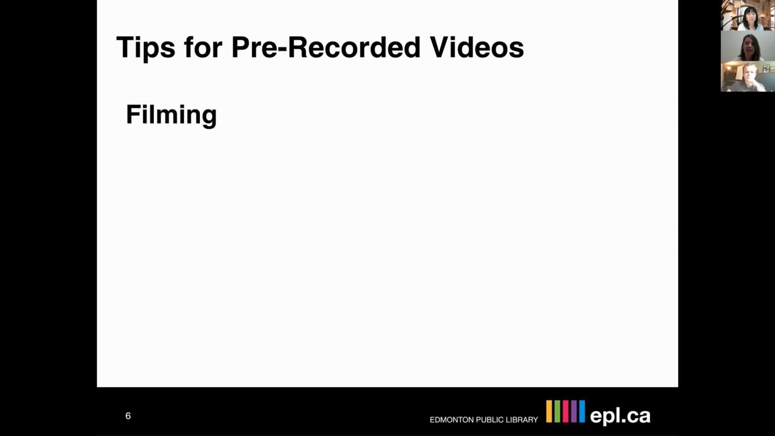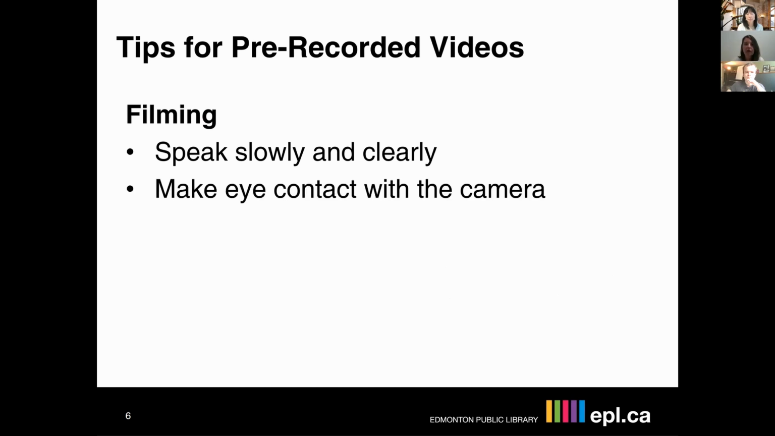A few other tips to keep in mind. I always have to remind myself to slow down, and I'm sorry, I tend to talk really fast. So when you are filming something to share with your clients or your community, speak very slowly and clearly. That way, if you're using a captioning add-on, it can help the software interpret your words and make sure captioning is possible. You also want to make eye contact with the camera and be enthusiastic and animated.